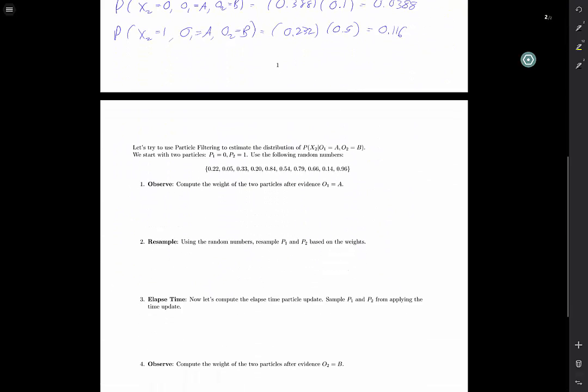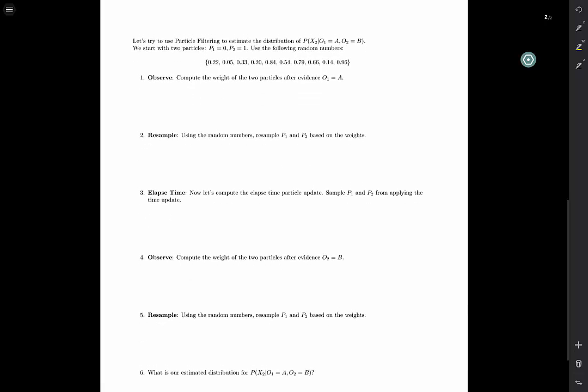Okay, so now we're going to move on to particle filtering. So they say, let's try to use particle filtering to estimate the distribution of probability of x2 given O1 equals A and O2 equals B. We start with two particles, so P1 equals 0 and P2 equals 1, and we're going to use the following random numbers. So first, they want us to compute the weight of the two particles after evidence O1 equals A.